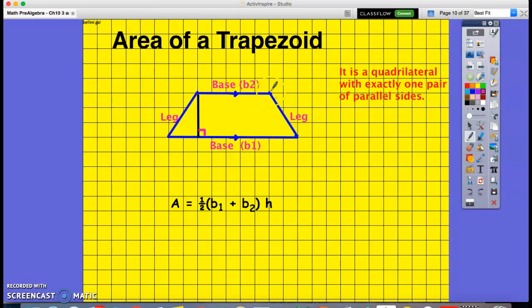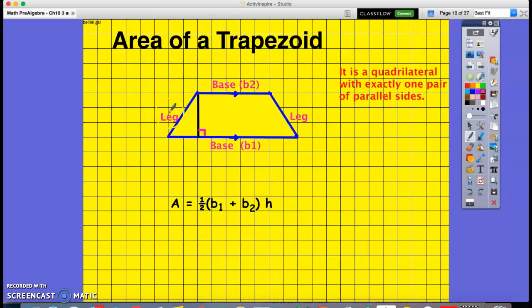And then these two sides are called the legs. This is the base B1. The length is B1, and for the second base, the length is B2. So the area is given by: area equals half times B1 plus B2 times H. And I'm going to show you how you derive this formula in a minute.